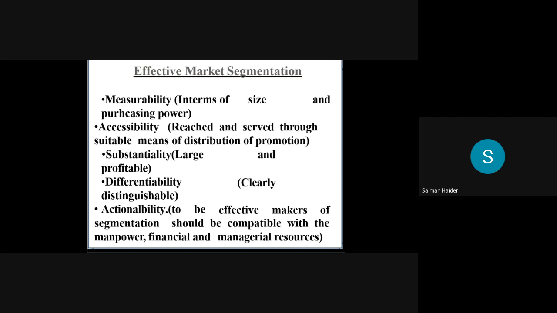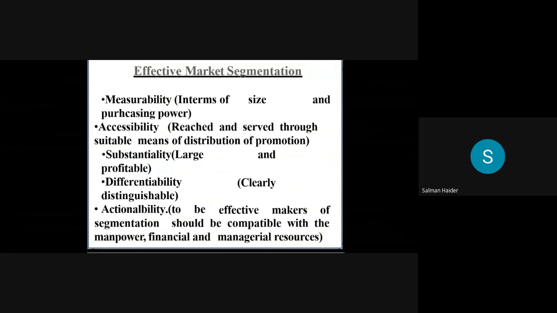Then accessibility: reached and served through suitable distribution channels. Accessibility means what is the basis through which the product could easily reach the market? Means what are the marketing intermediaries involved in it? Whether the product is prepared and sold directly from the manufacturer to the wholesalers and directly to the retailers in the market, or it passes through various channels from the manufacturers to the wholesalers, and from the wholesalers to the retailers, and then to the customers.